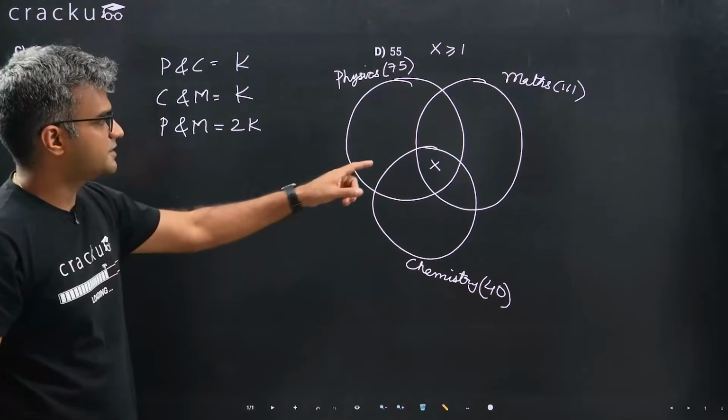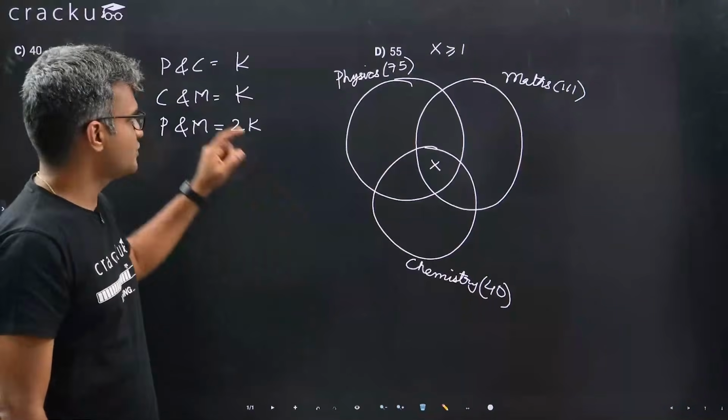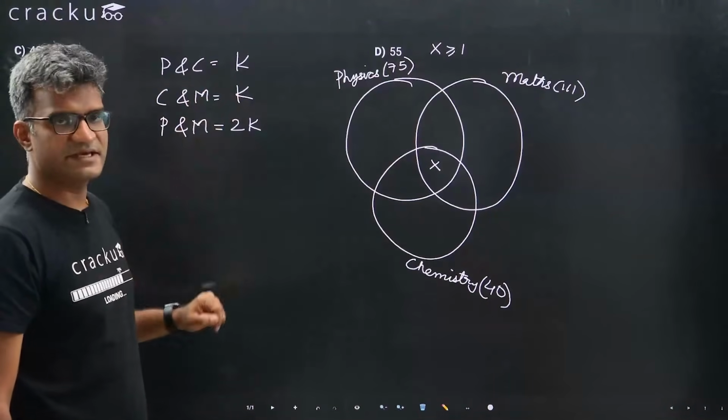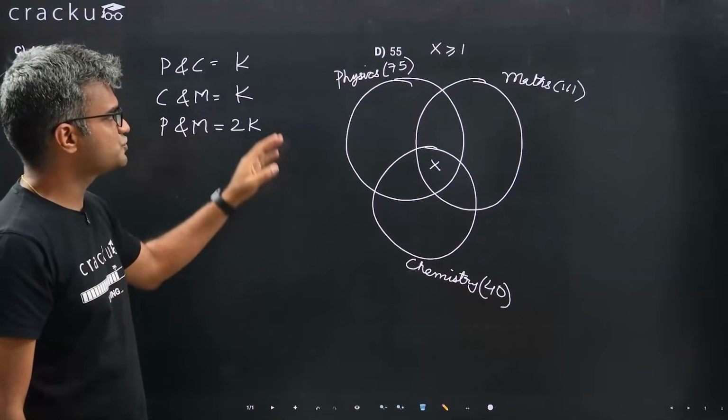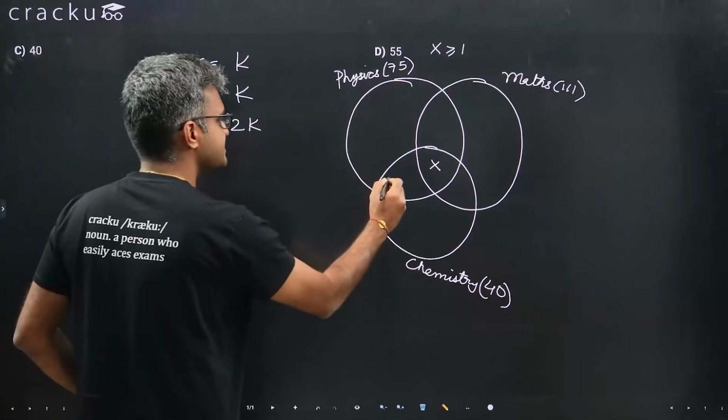Now we know that the number of students who chose all the three subjects is x. Number of students who chose physics and chemistry is k. So the number of students who chose physics and chemistry but not maths will be k minus x.